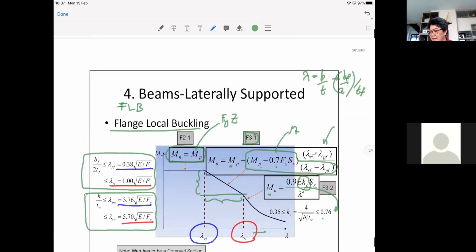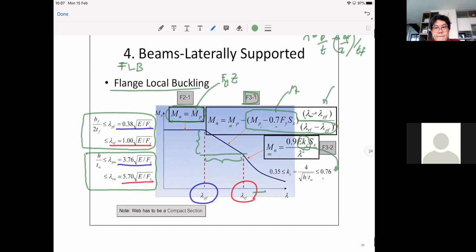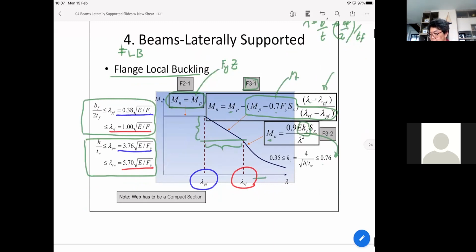So, that's it. Is there any question? If there isn't any question, it's time for us to take a look at our first example.